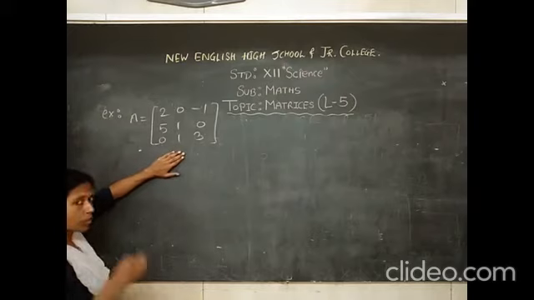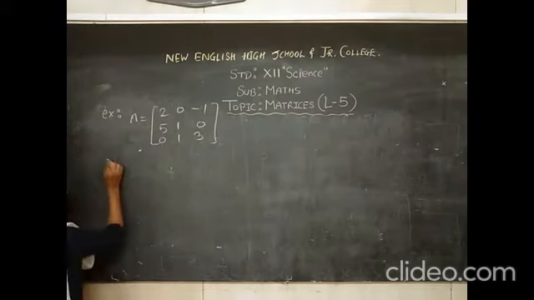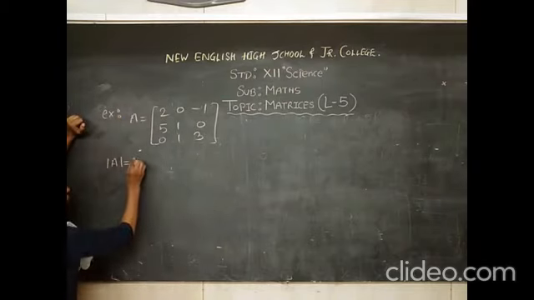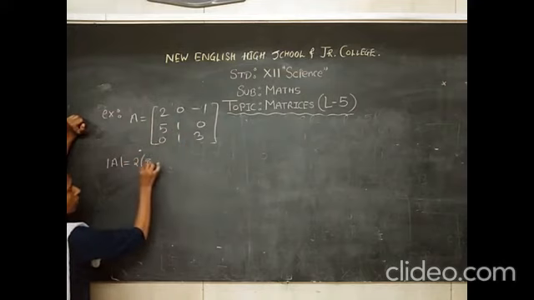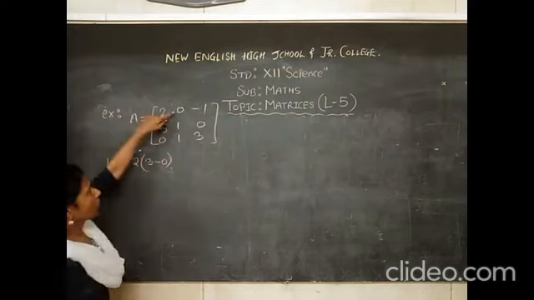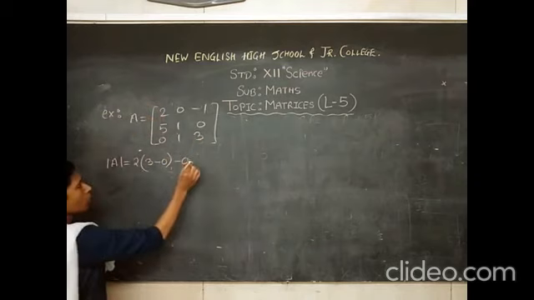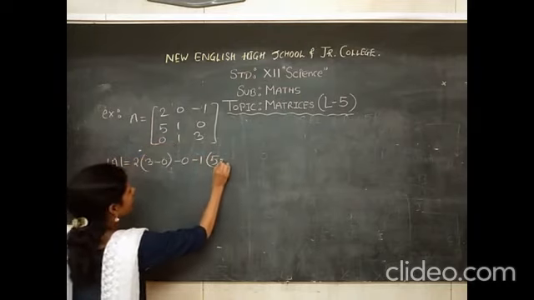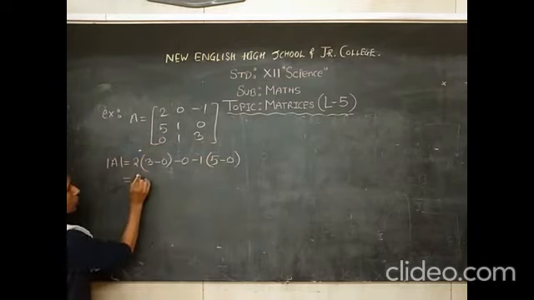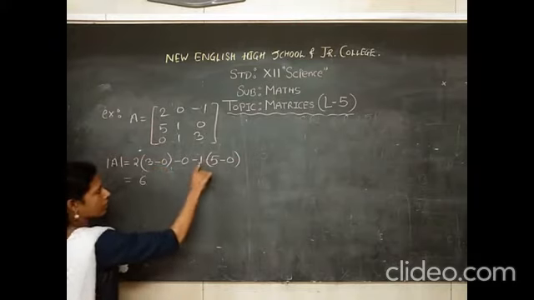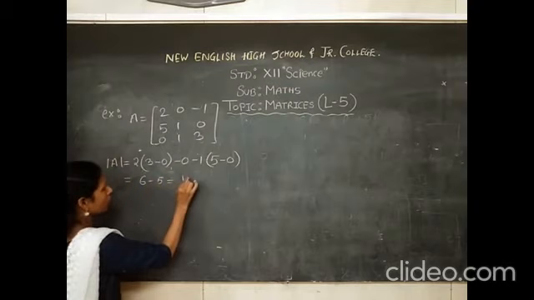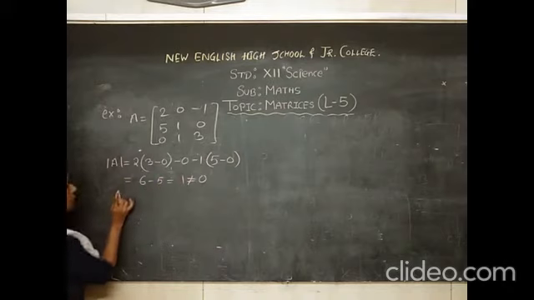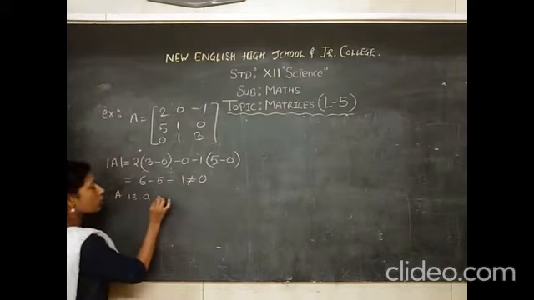whether its determinant is 0 or non-zero. Let us find its determinant. Using first row I am doing 2 into 1 into 3 minus 1 into 0, 0 minus 0 into this, it is going to be 0, plus into minus 1, that is minus 1, 5 ones are 5, 0 equals to 6 minus 5, that is equal to 1, which is not equal to 0. Done. Means I can say A is singular or non-singular?